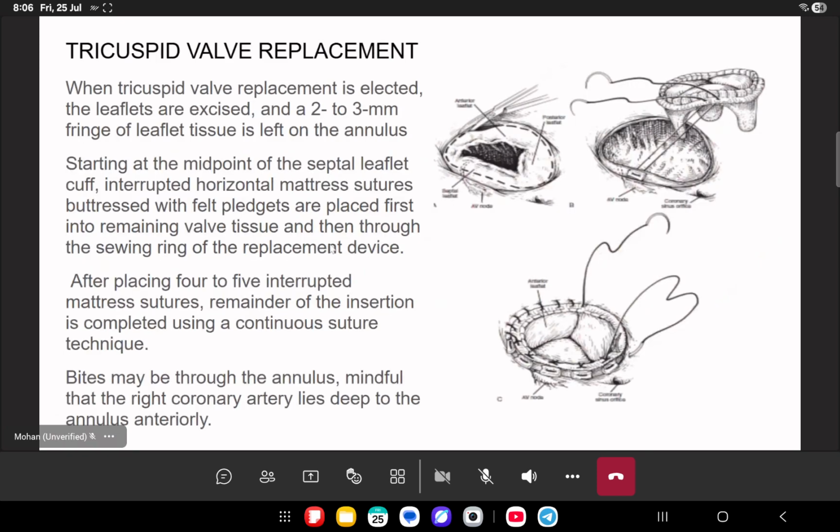Coming to replacement, when the tricuspid repair is not feasible, tricuspid replacement is attempted. The leaflets are excised, and then 2 to 3 mm of fringe of leaflet tissue is left on the annulus. Starting at the midpoint of the septal leaflet cuff, interrupted horizontal mattress sutures are first placed into the remaining valve tissue and then through the sewing ring of the replacement device. After placing 4 or 5 interrupted mattress sutures, the remainder of the insertion is completed using a continuous suture technique. Bites may be through the annulus, mindful that the right coronary lies deep in the annulus anteriorly.